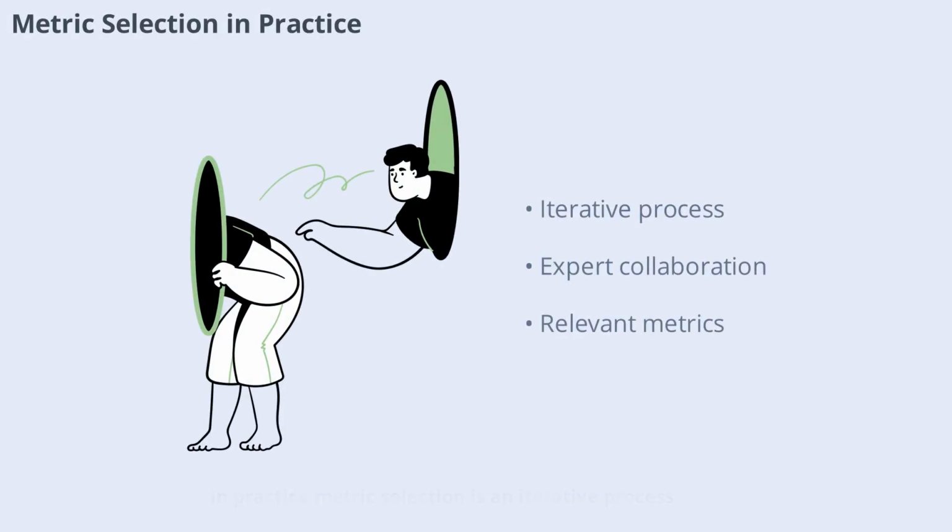In practice, metric selection is an iterative process. Start with standard metrics, evaluate results, and refine your choices based on feedback and business needs. Collaborate with domain experts to ensure that metrics capture what truly matters. This approach leads to models that are both effective and relevant.